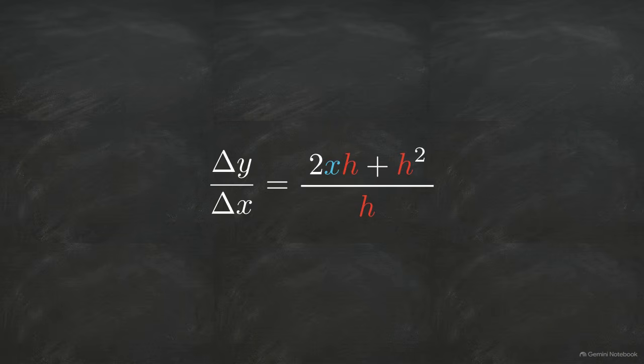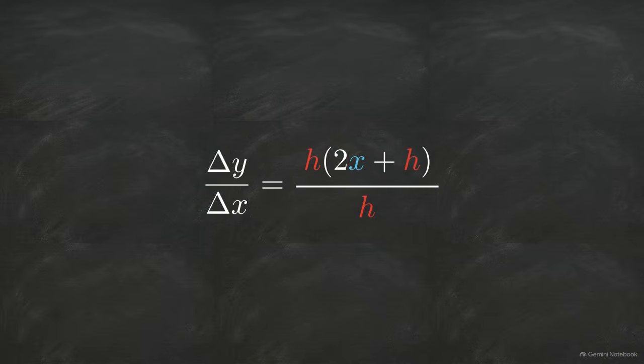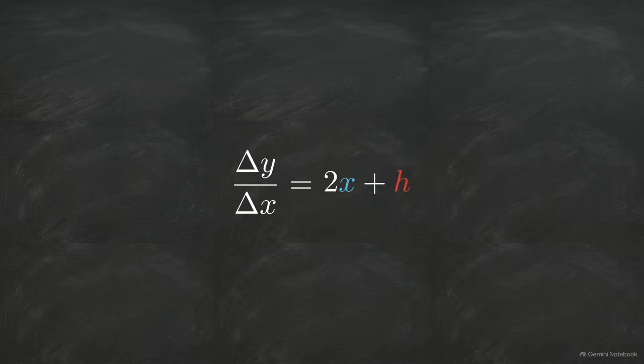On to step 3. We take this isolated expression for our change in y and divide the entire thing by our tiny change in x, which is h. Here is where many beginners make a mistake by trying to divide just one part. Before you cancel anything, you have to factor the numerator. Pull an h out of both top terms so it sits on the outside of the parentheses. Now, the red h multiplying on top and the red h dividing on the bottom perfectly cancel each other out. The fraction disappears, leaving us a clean 2x plus h.